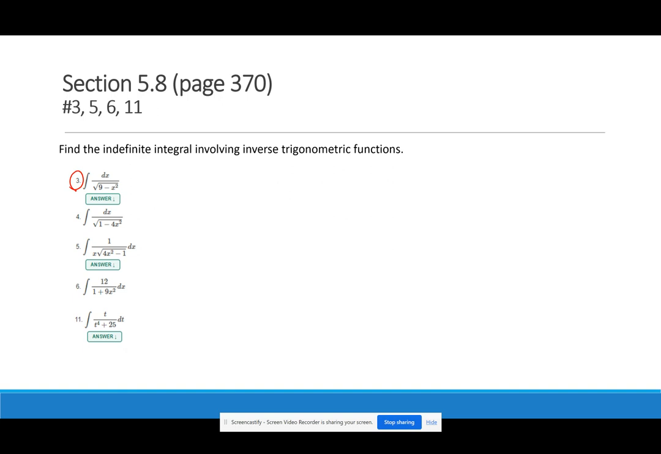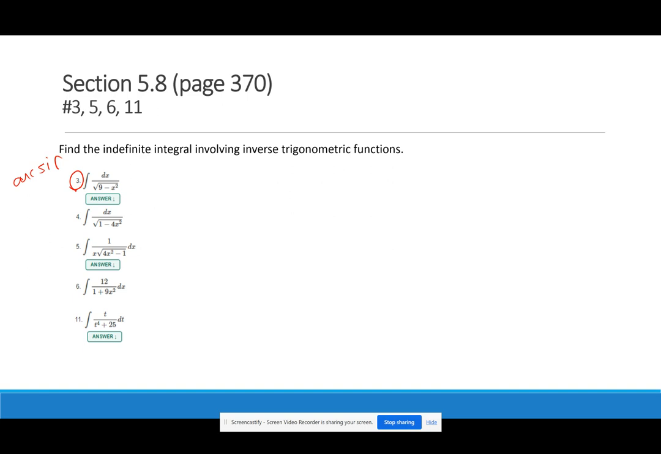When I'm looking at that, I see a square root of 9 minus x squared in that denominator, but I don't see an x anywhere else. So it's not just a regular U substitution type problem. That makes me think it's one of these inverse trig functions. And I know it has a square root, so it has to be arcsine or arcsecant. This one looks like an arcsine to me.